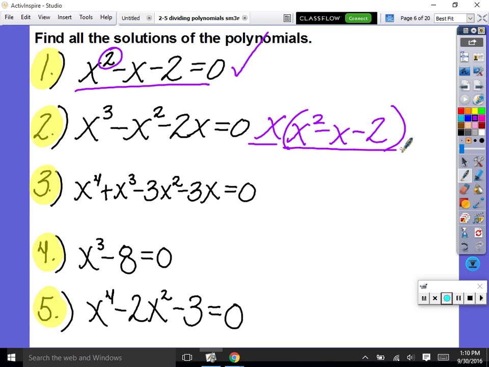Now don't we have a linear and a quadratic? Now we would solve this one by setting it equal to 0. We'd solve this one by factoring again or quadratic formula, correct? Hey, what about something like this? What would we do?